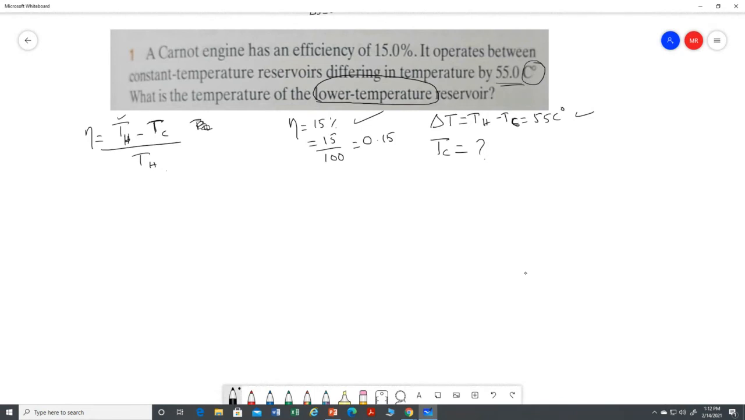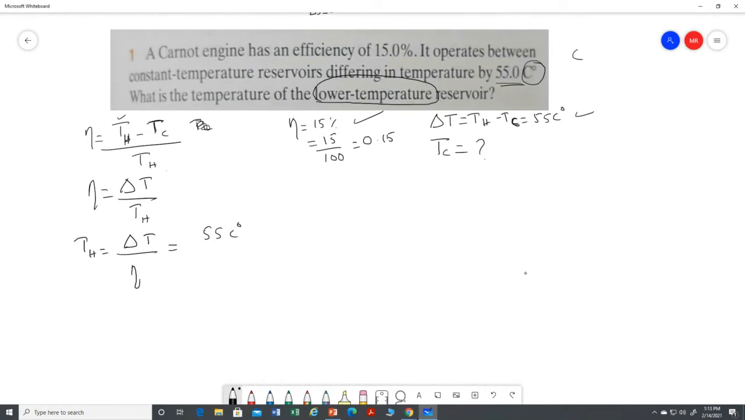My dear, I can write this formula as eta equals delta T over TH. Am I right? Shall I write like this? Yes, you can write. And rearrange this equation. Therefore, TH equals delta T over eta. Am I right? Yes, you are. And you have the value of this delta T. What is the value? 55. Celsius degree.